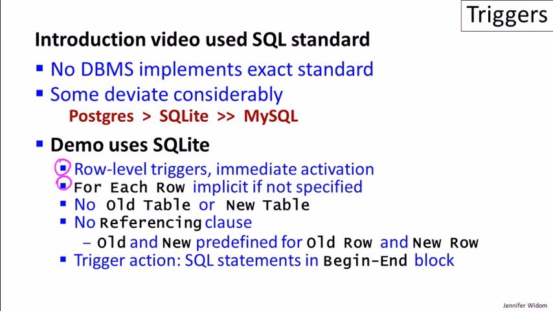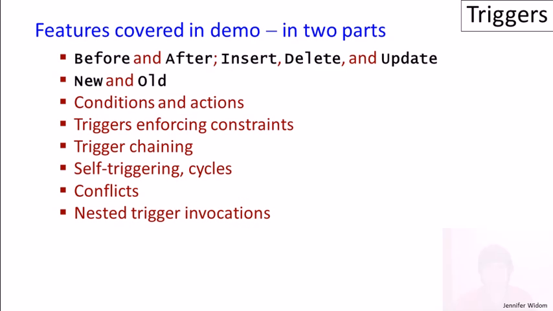It doesn't have old table or new table since it has immediate activation semantics only, and it doesn't have a referencing clause. The variables old and new are automatically bound in every trigger to what would be old row and new row if it had a referencing clause. And finally, the action part of SQLite triggers are SQL statements embedded in begin-end blocks.